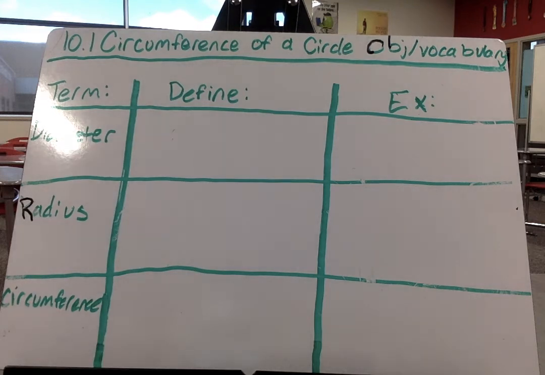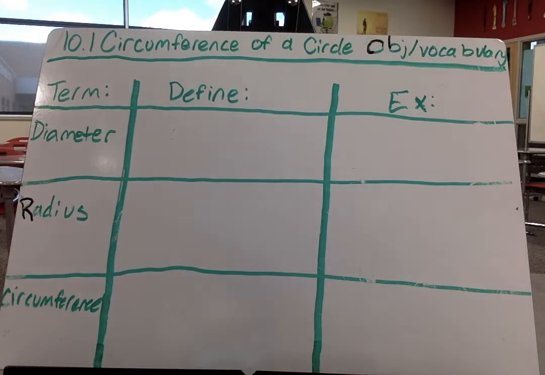Hello students, today we will be going over 10.1, circumference of a circle. Our objective: I can find the circumference of a circle. We have some terms we're going to define and give an example of.